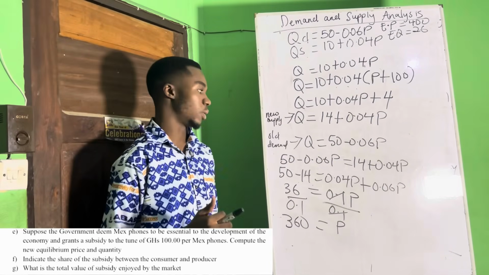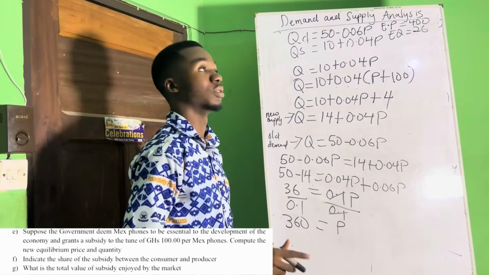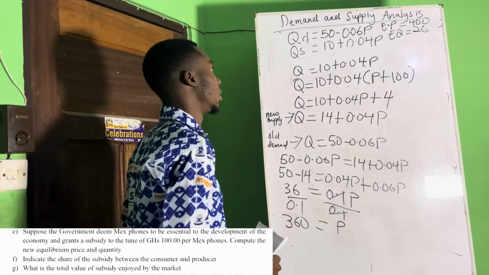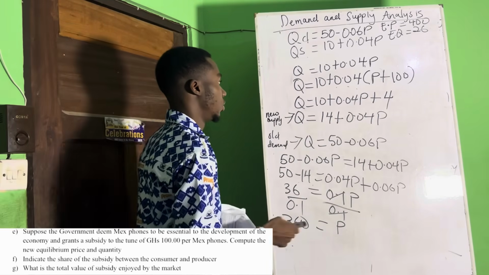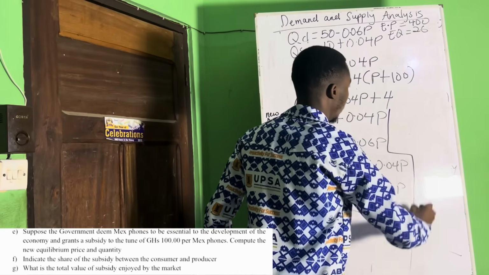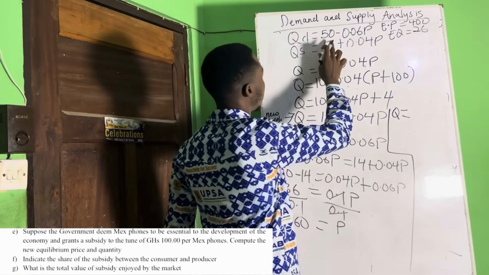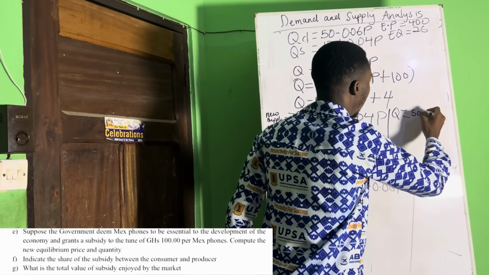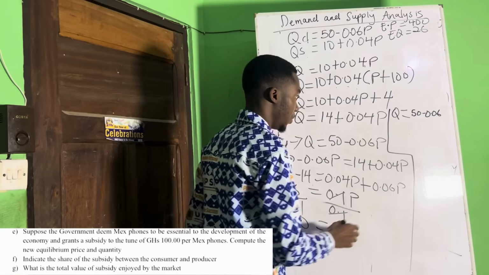Do you get it? That's what it means. So now that we've got our new price to be 360 after the subsidy has been introduced, we can substitute it into our demand function. The demand function doesn't change. So you can substitute it into it to get the new quantity. So let's do it somewhere here. So now our quantity will be equal to, the demand function is 50 minus 0.06, and our P is what? 360.